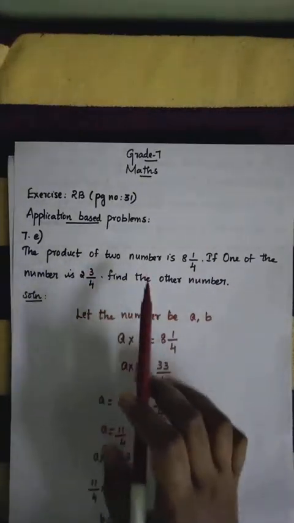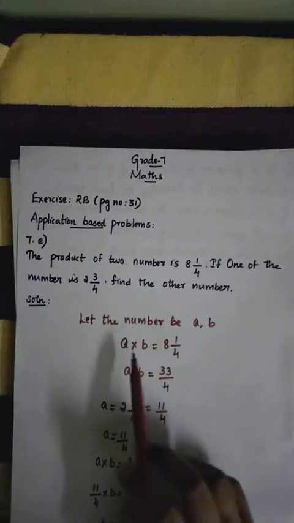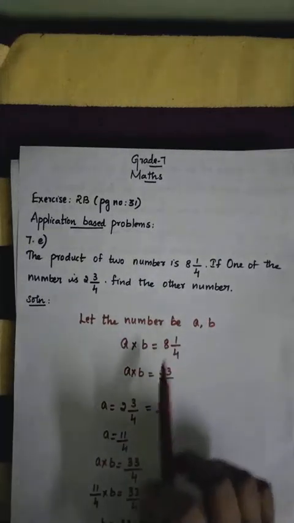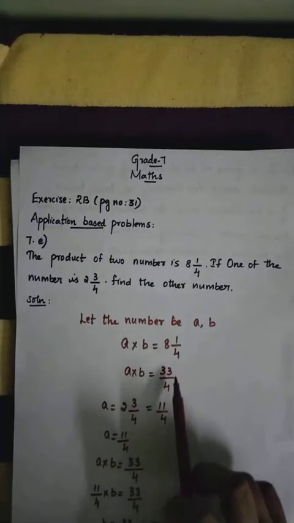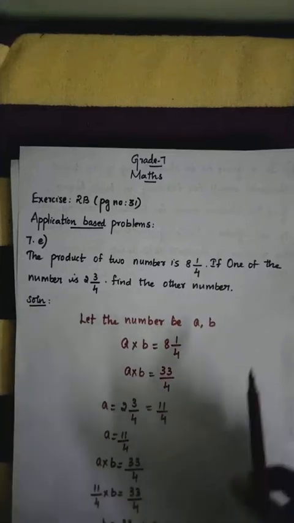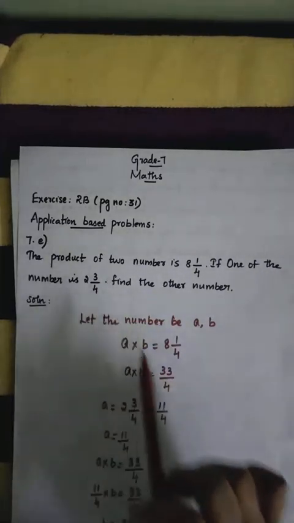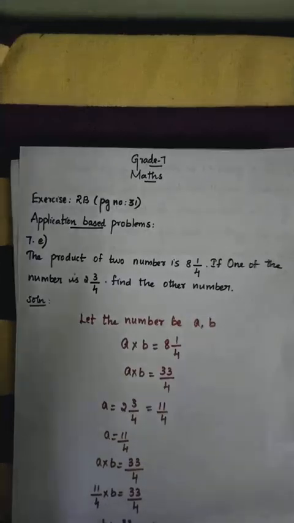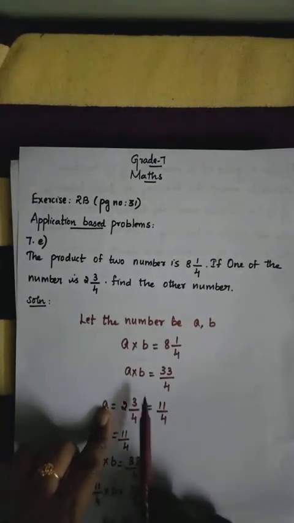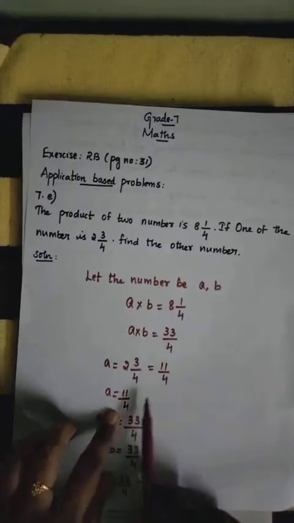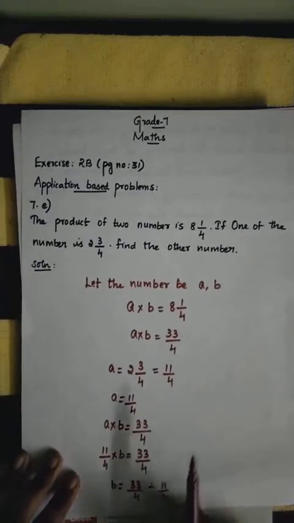So they have given the product of two numbers is 8 1/4. So A into B is 8 1/4. When you are converting into an improper fraction, you will be getting 33/4. Next, they have given that one of the numbers is 2 3/4. So they have given the value for one number. Take the value for A as 2 3/4. When you are converting it, you will be getting 11/4. So the value for A is 11/4.